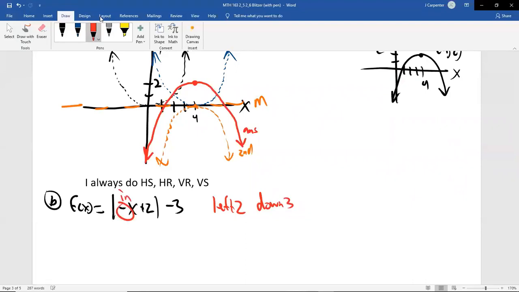This negative right here in front of the x is inside, so it's a horizontal reflection. HR, abbreviation for horizontal reflection. Those are the 3 things going on.